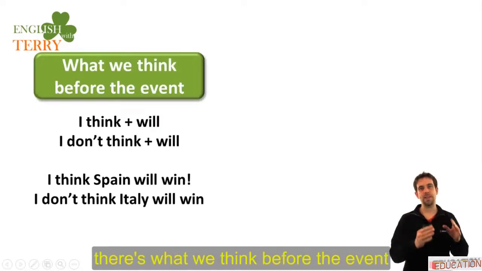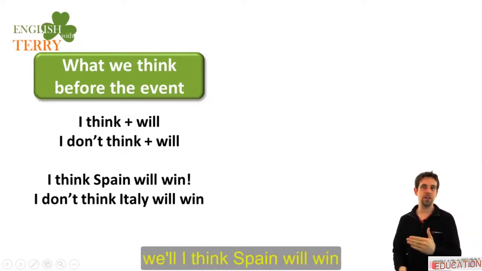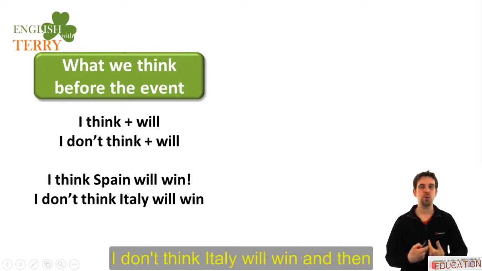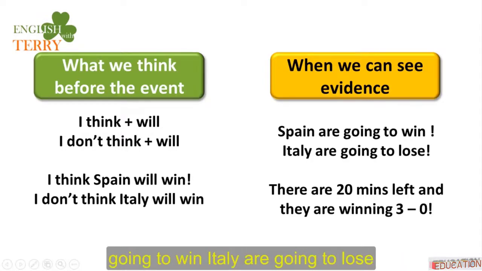So there's what we think before the event, as I think and will, I don't think and will, I think Spain will win, I don't think Italy will win. And then when we can see evidence, right? Spain are going to win, Italy are going to lose, because we can see the evidence.